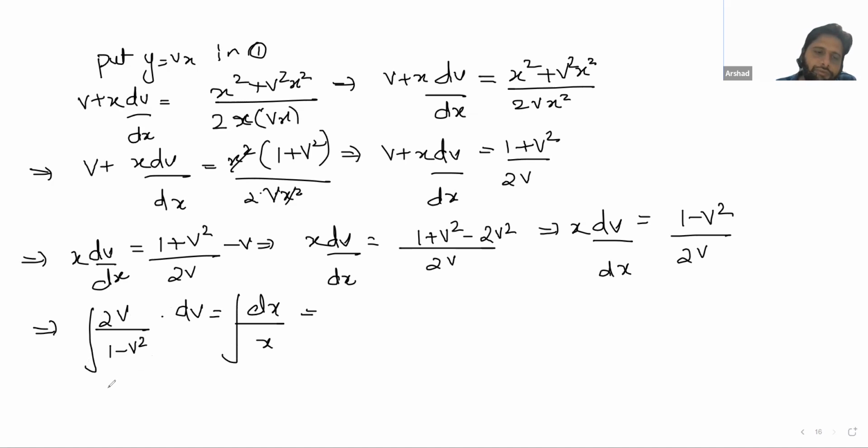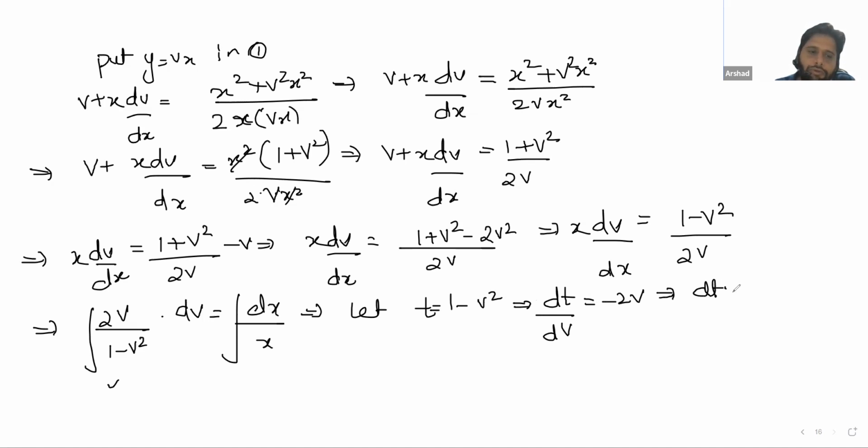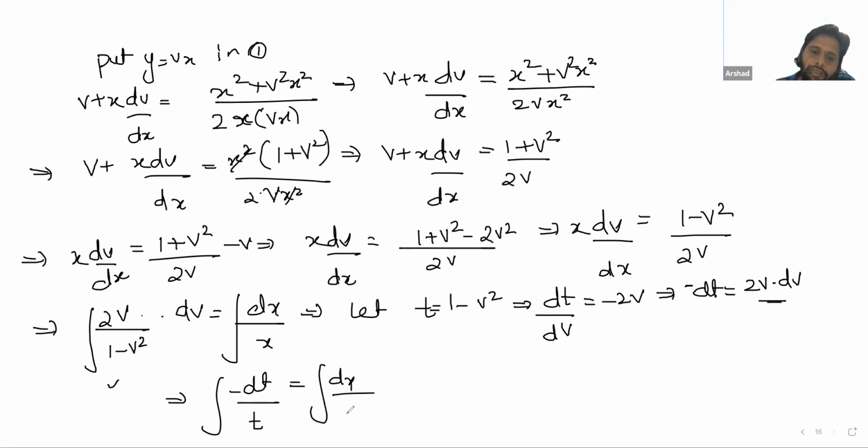Who can tell me? Atif, this will be solved by which method? 2v by 1 minus v square. How can we solve this? Anyone else? The substitution. Very good. By using substitution. Okay. So let t is equal to 1 minus v square. So here we will get dt by dv is equal to minus 2v. So here we will get dt equal to minus 2v dv. So in place of 2v dv, we will write minus dt. And 1 minus v square means t, equal to the integral of dx by x.